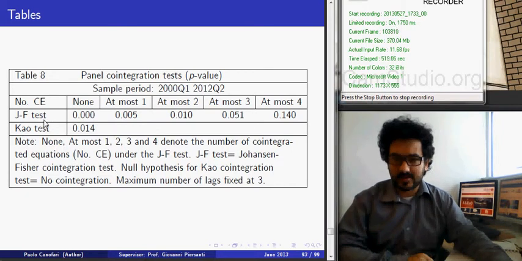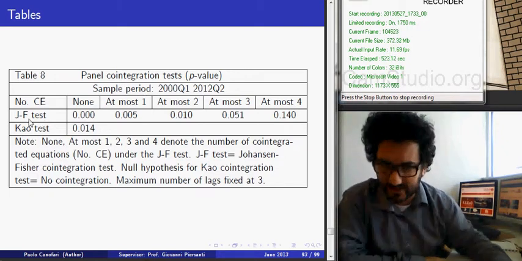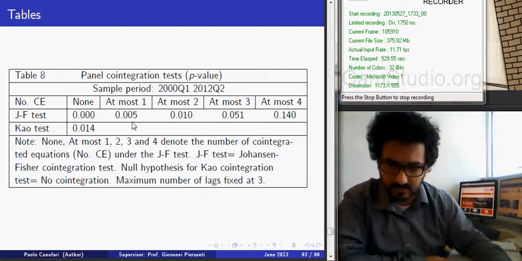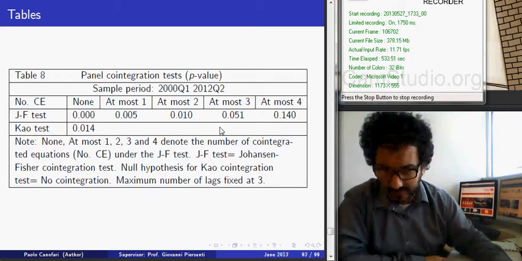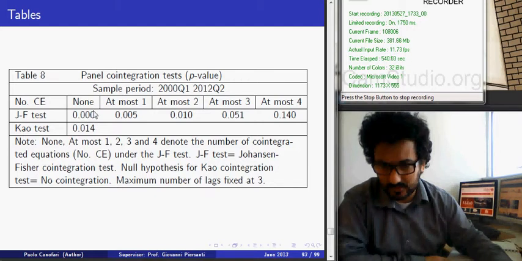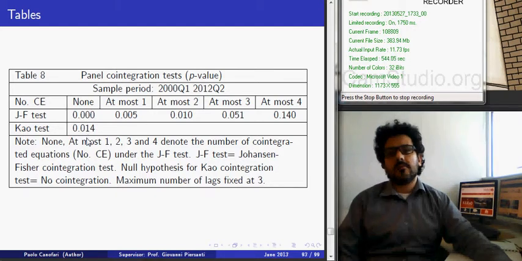This is the panel cointegration test. We use the Johansen-Fisher test and the Kao test. The Johansen-Fisher test rejects the hypothesis of no cointegration, at most 1 cointegration, and at most 2, and accepts at most 3 and at most 4. The Kao test rejects the hypothesis that we have no cointegration.